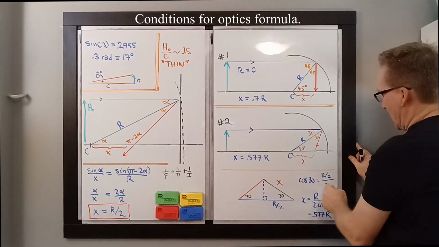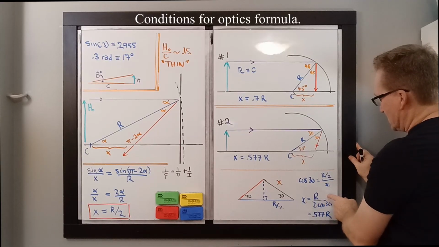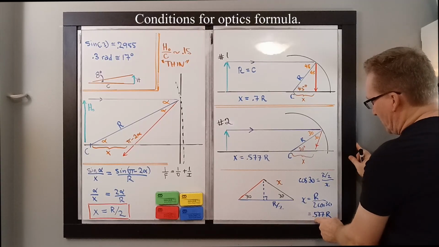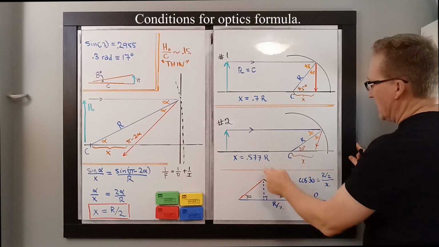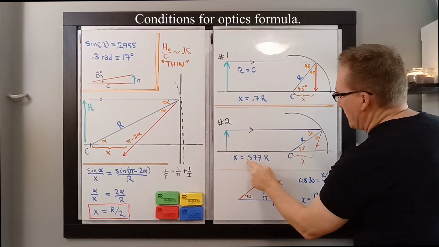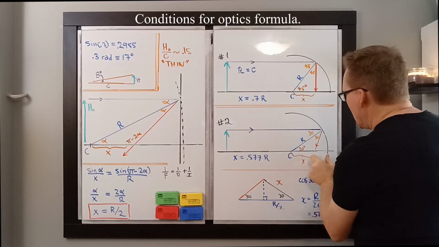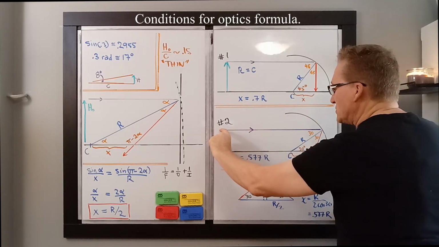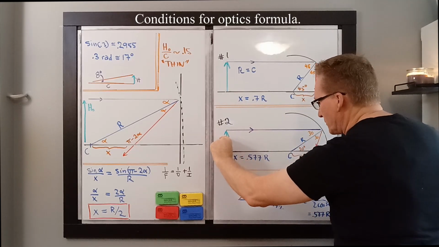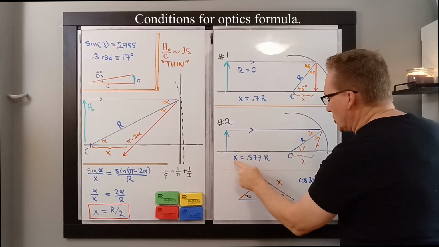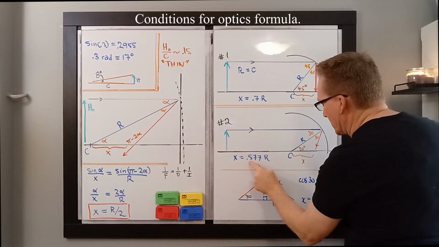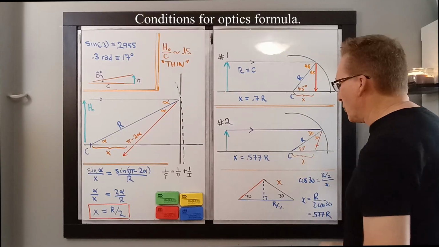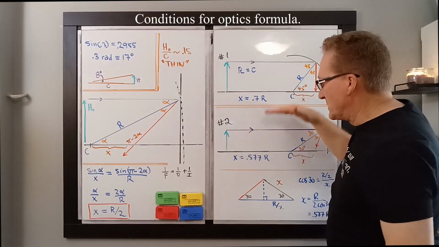Solve for x. I'm going to put the cosine of 30 over here, times 2, because that 2 goes in the denominator, and I'm going to get that equal to 0.577 times r. So this distance here is now 0.577 times r, which means this is a little less than half. Notice how as the height of the object shrinks, it looks like we're getting closer. This distance is getting closer to 0.5 r, which would also mean that the focal length here would be 0.5 r as well.